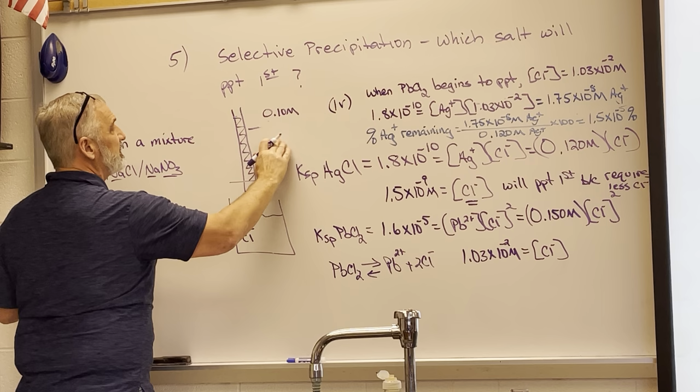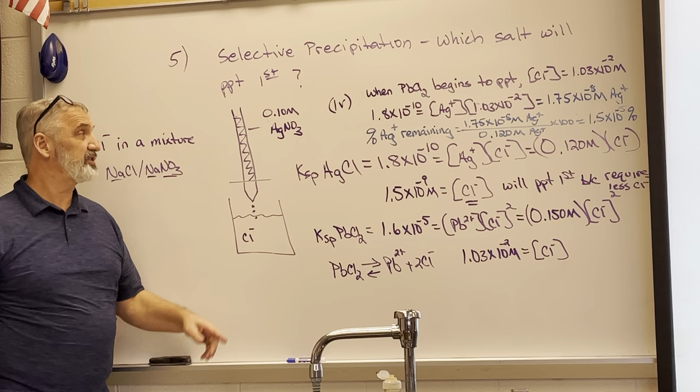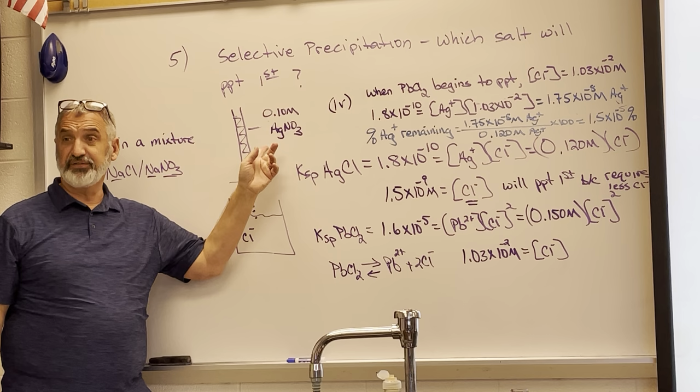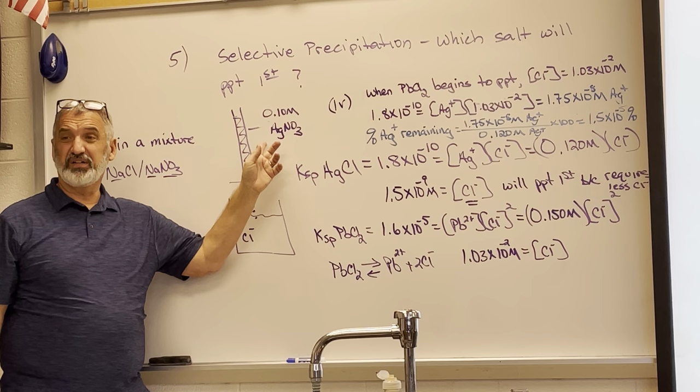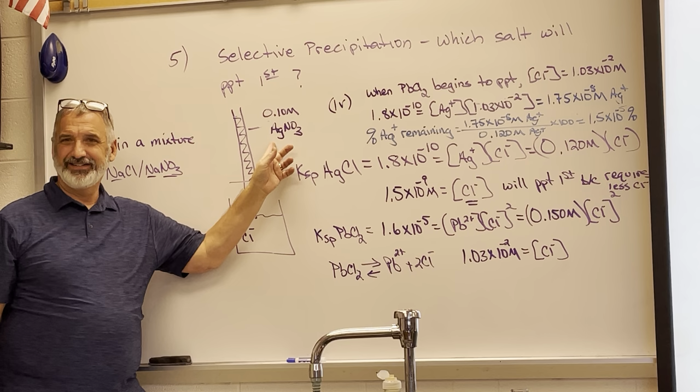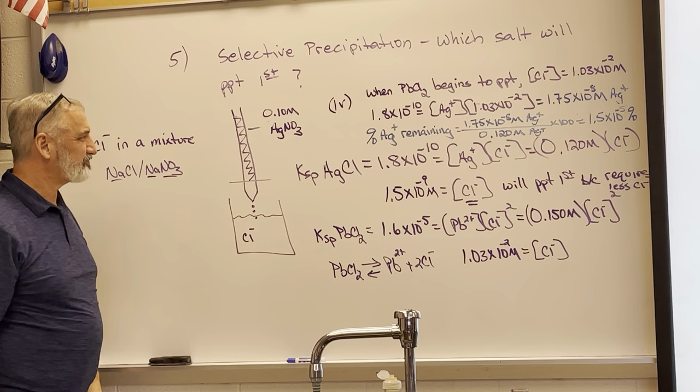Now, just for the record, silver nitrate is very expensive. 25 grams of it, which is less than an ounce, costs approximately $125 to $150. So we've got to use this sparingly. Is that including our lab fee? Your lab fee pays for this, yes. But it's a great lab.